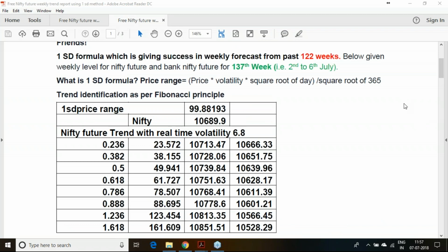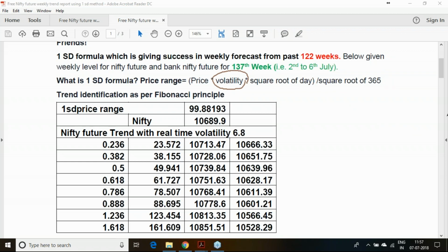And this is also based on a very small formula. Price we are taking, real-time volatility we are taking, square root of number of days, that is 7, I am taking, divided by square root of 365. This volatility you won't get in any of the software other than the Smart Finance product. This is our prototype. This volatility we calculate on a real-time basis.